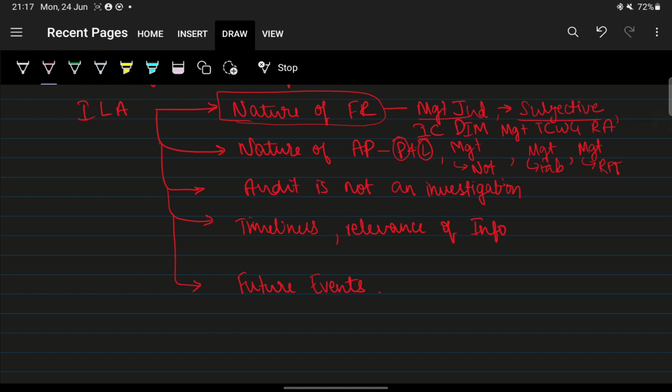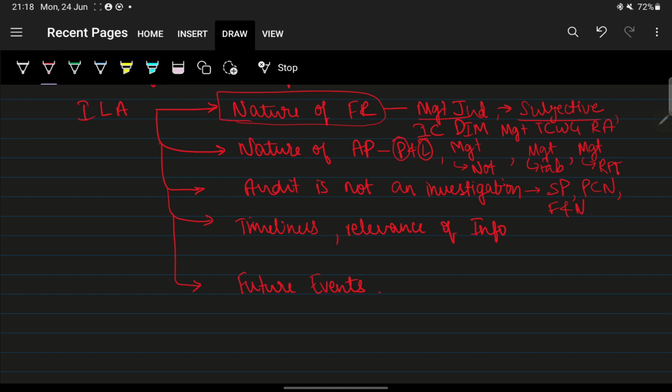So audit is not an investigation. Basically, you just have to differentiate between audit and investigation. So what did we find out about investigation? Investigation is conducted with a specific purpose, and unlike audit, where there is no preconceived notion, in investigation there is a preconceived notion. And investigation is more focused and narrow, but audit is broad and wide.